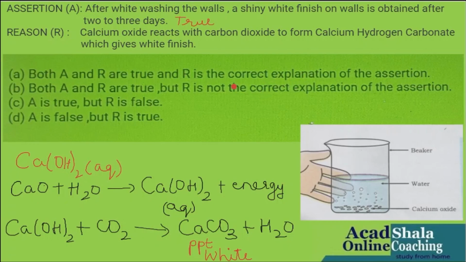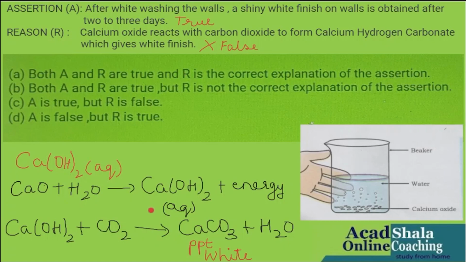Reason: Calcium oxide reacts with carbon dioxide to form calcium hydrogen carbonate, which gives white finish. What is the statement? Absolutely wrong. Not at all. That means calcium oxide does not react with carbon dioxide like this. This is an absolutely wrong statement, so I will write false. So now I have come to know that assertion is coming out to be true and reason is coming out to be false with my prior knowledge.